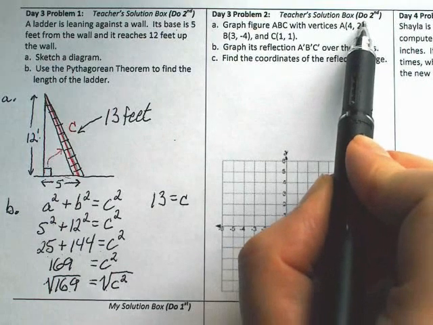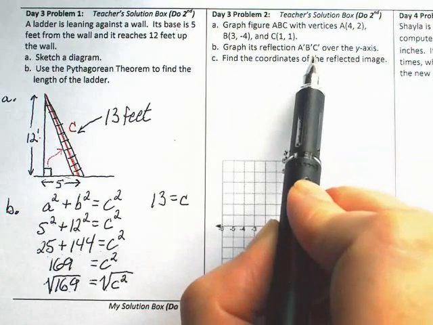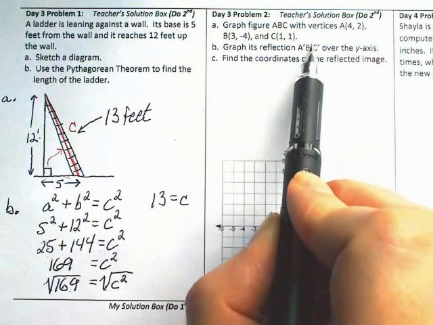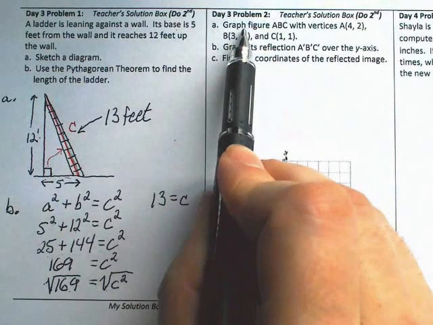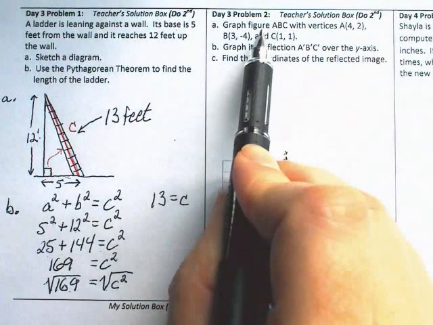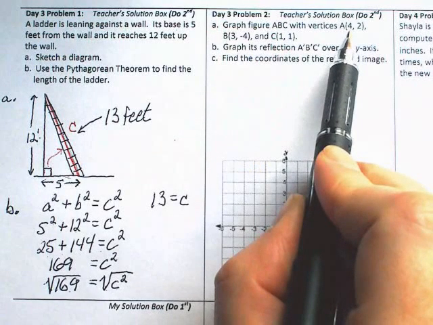We're going to need to find the ordered pairs for point A prime, B prime, and C prime. So let's start. Part A, graph figure ABC. One of its vertices is at A (4, 2).